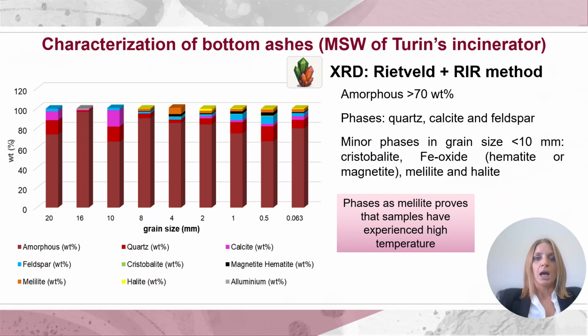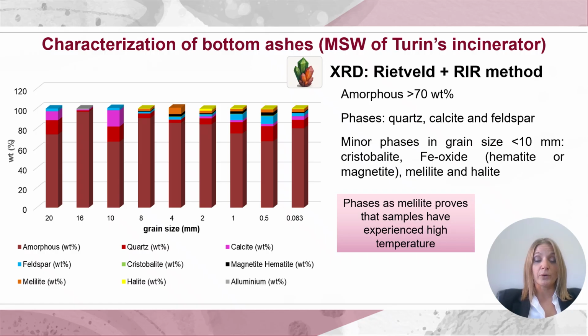If we take a look at the crystalline phases, by the way, we can notice that the most abundant are quartz, calcite, and feldspar. So it's really similar to the composition of a normal rock, if you want. In the finer fraction, below about 10 millimeters, we also detect cristobalite, iron oxides, meaning hematite or magnetite, melilite and alite. The presence of melilite, by the way, is really important because it confirms that this material was exposed to really high temperatures.